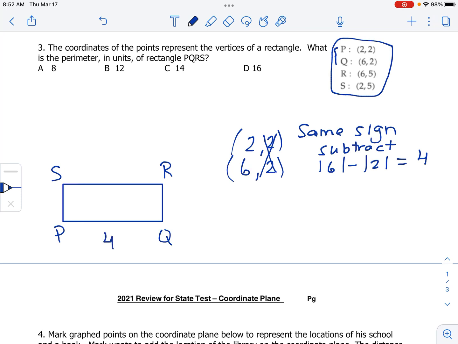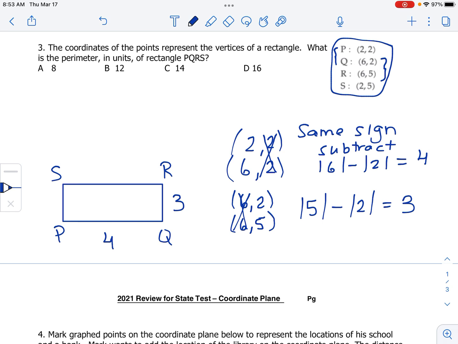All right, now let's look at the distance between Q and R. So 6, 2, and 6, 5. All right, we're going to look at the coordinates that are the same. That's the x coordinates, cross them out. Now we can focus on the y coordinates, 5 and 2. Again, they're the same sign, so we're going to subtract the absolute values. I'm going to put the larger absolute value first so we don't end up with a negative number. 5 minus 2 becomes 3. So the distance between Q and R is 3.